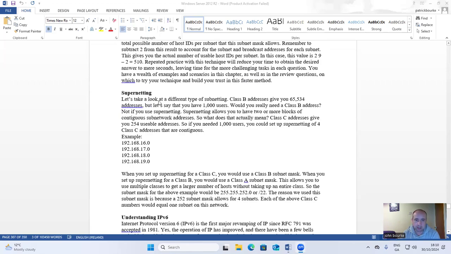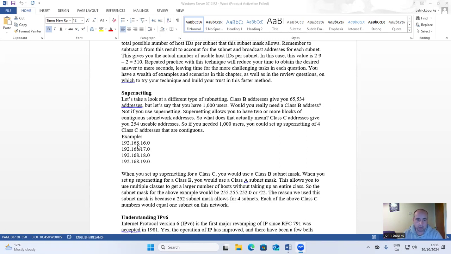Supernetting. Let's take a look at a different type of subnetting. Class B addresses give you 65,534 addresses, but let's say you have 1,000 users. Would you really need a Class B address? Not if you're supernetting. Supernetting allows you to have 2 or more blocks of contiguous network addresses. So what does that actually mean? Class C addresses give you 254 usable addresses. So if you need 1,000 users, you could set up supernetting of 4 Class C addresses that are contiguous.